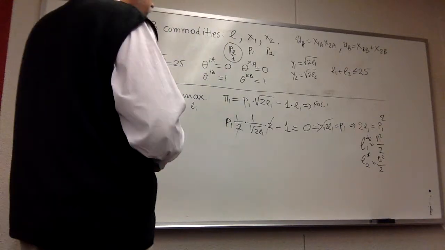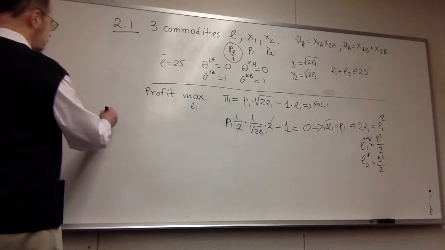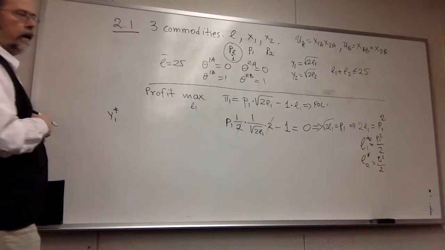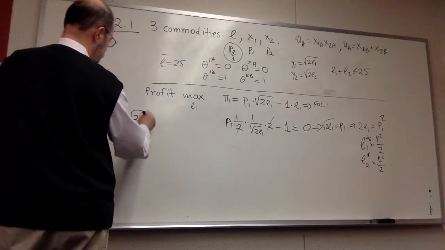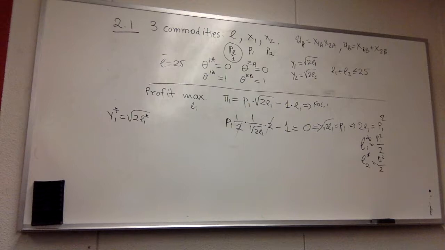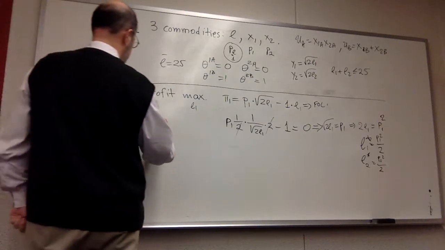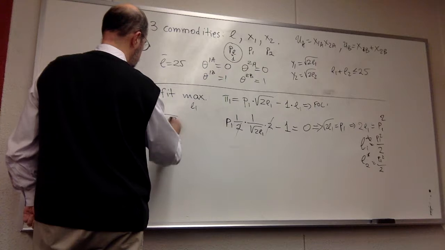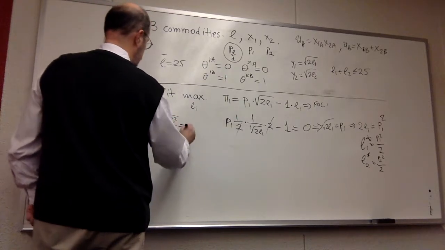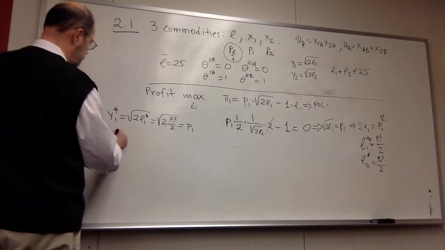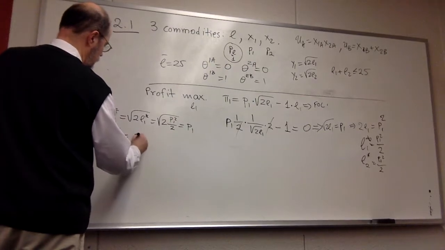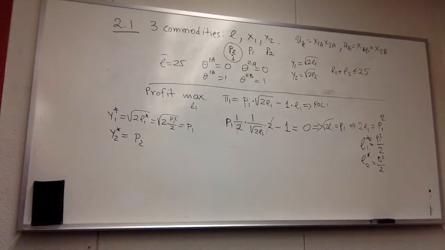Okay? All right. So what is then the optimal output Y1 for firm 1? It is square root of 2 times L1 star, whatever that is, put it in here. Actually, let's do it. So it's square root of 2 times P1 squared divided by 2. And look at that, it's P1. And similarly for the other one. So the supply curves are about as simple as you would wish them to be.